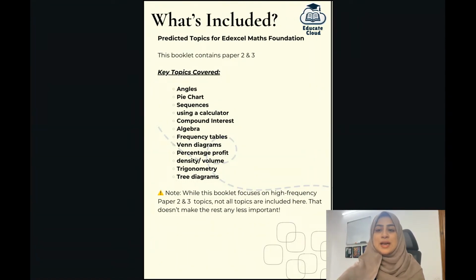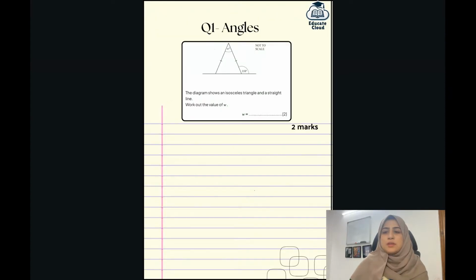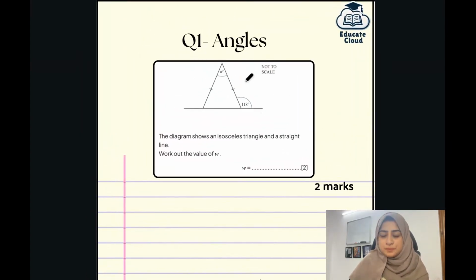This is a calculator paper, and it contains all the topics that could come up on Paper 2 and Paper 3 as well. So you can have your calculator with you, and if you've already tried the paper, then use this to check your work. So let's go through the first one on angles.